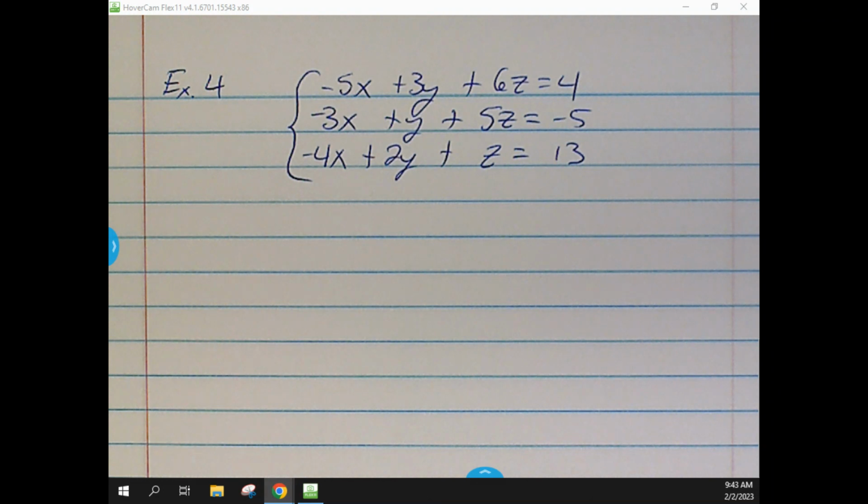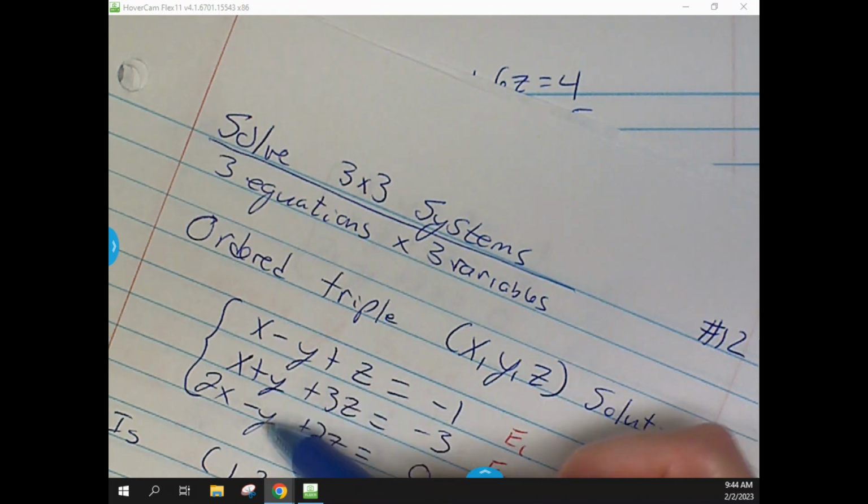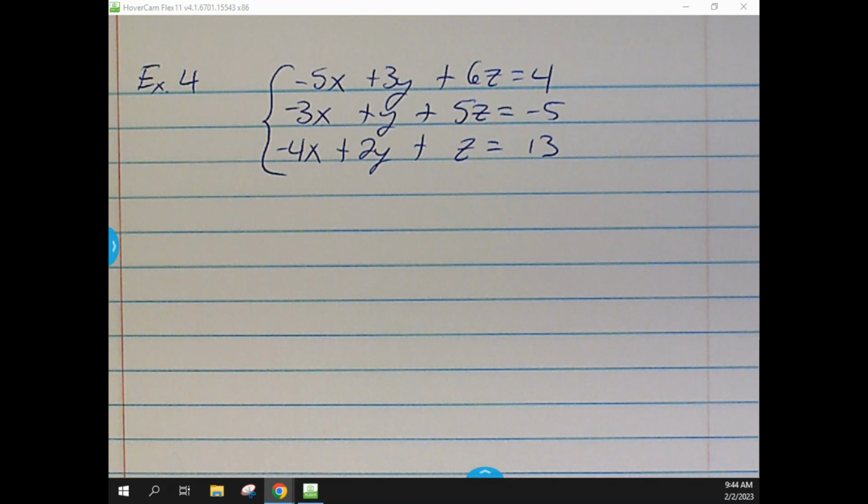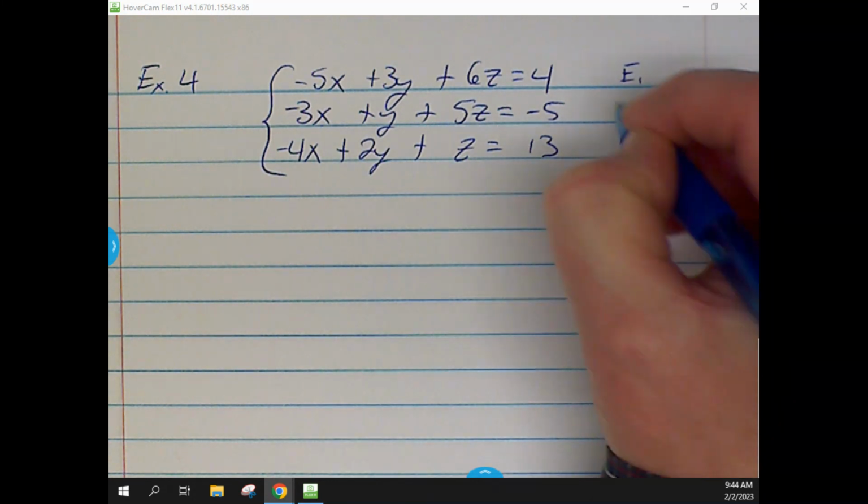Okay, so if we start with this one. Not a whole lot different to it. Kind of the same thing on this one. The big difference is if you look at this one, you're going to have to work around, and it's not going to be like all the other ones we had where you can just look and go, oh, there's a plus and minus y, and there's a plus and minus y, we can get rid of it. This one, not quite so much.